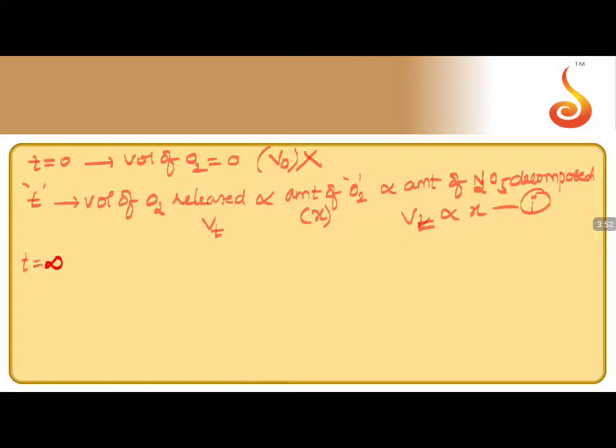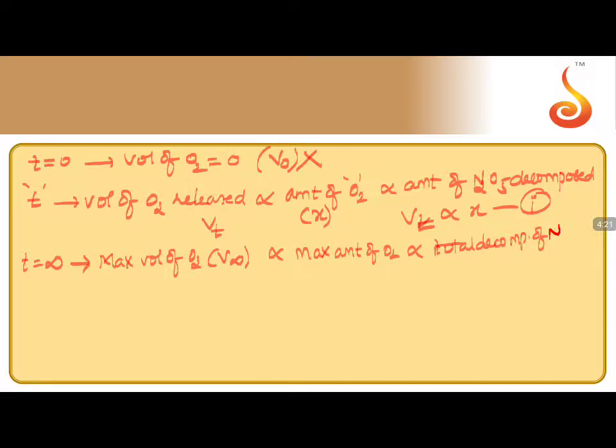At time t equals infinity, the maximum volume of oxygen, taken as V infinity, is proportional to the maximum amount of oxygen, which can also be taken as the total decomposition of N2O5, which is A. The maximum oxygen that can be formed is when N2O5 becomes 0, that is, where A minus x becomes 0, so x equals A. So V infinity is directly proportional to A.